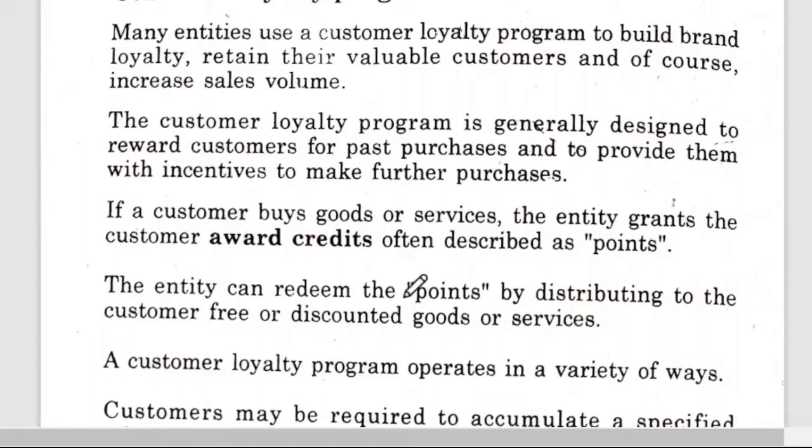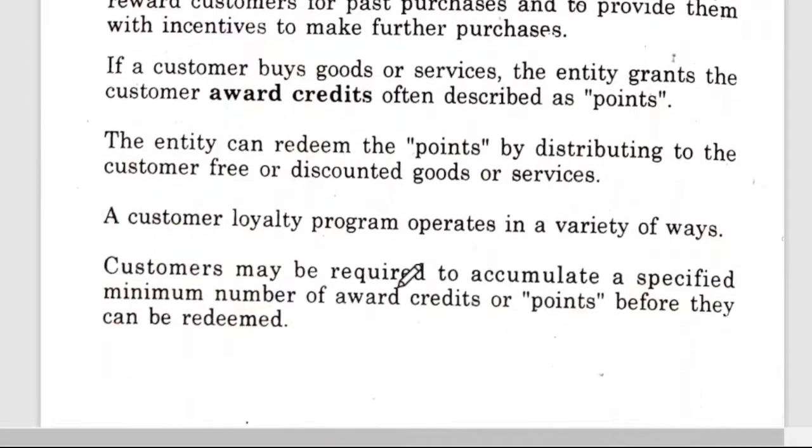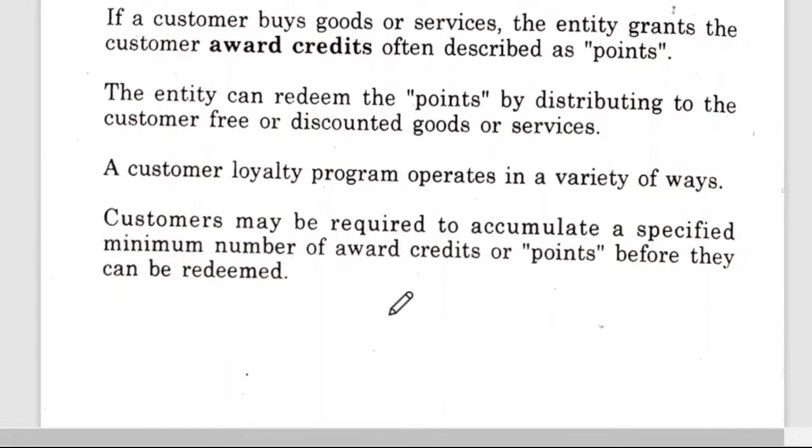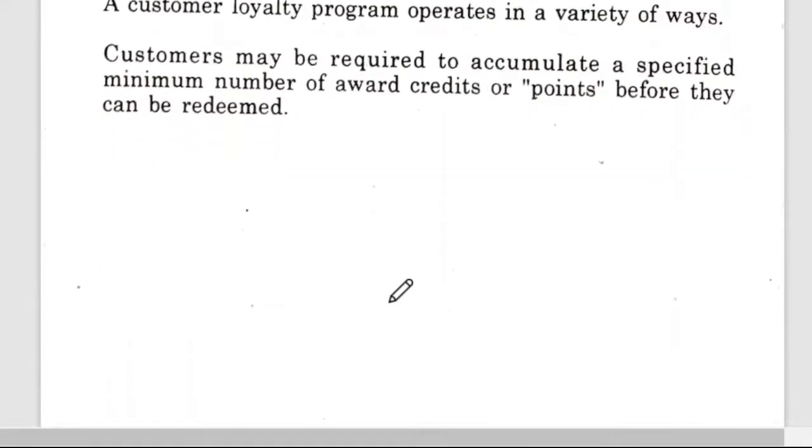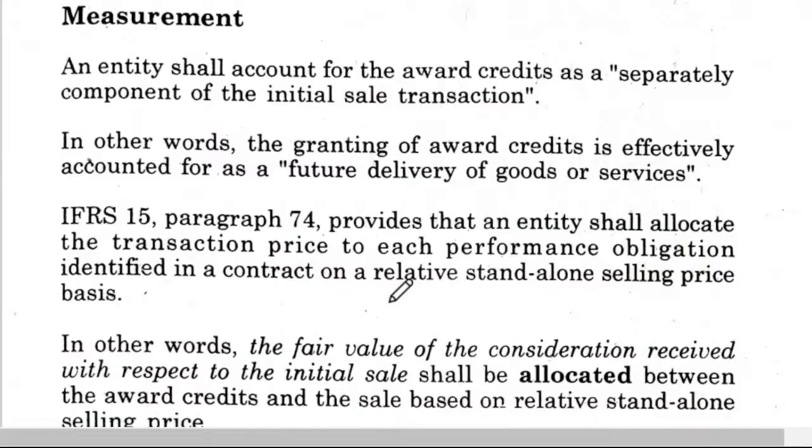So for example, you have accumulated a total of 200 points, and that's equivalent to 200 pesos. So pwede nimo gamiton tong card nila, ilang loyalty card, para i-swipe, and you can buy an item that is worth 200 pesos. So a customer loyalty program operates in a variety of ways. Customers may be required to accumulate a specified minimum number of award credits or points before they can be redeemed.